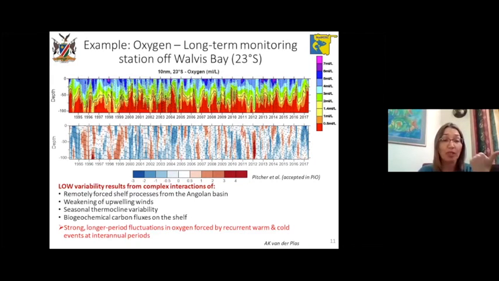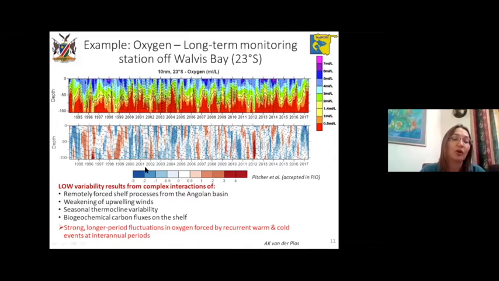There are the remotely forced shelf processes from the Angola basin. I know Natalia talked a little bit about that. There's the weakening of the upwelling winds, which will affect the low oxygen water distribution. There's also the seasonal thermocline variability. And then, of course, the biogeochemical carbon fluxes on the shelf play a large role.